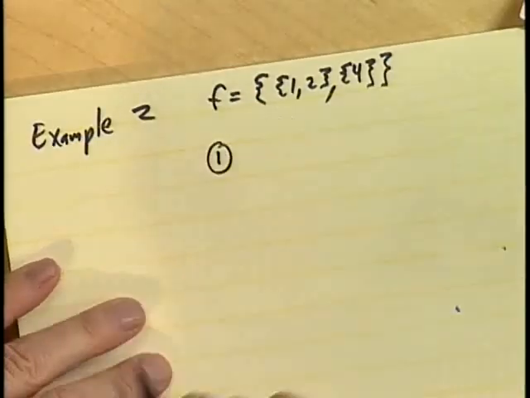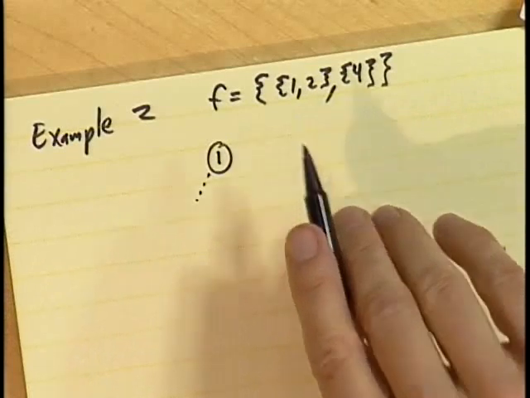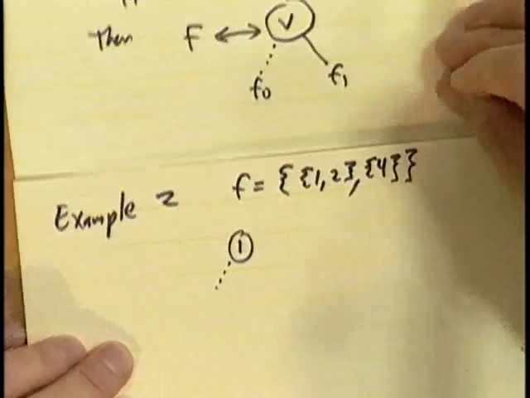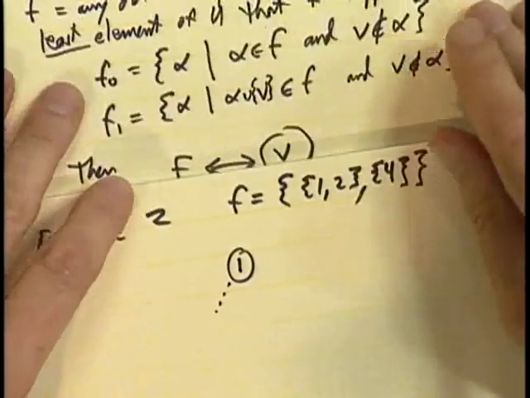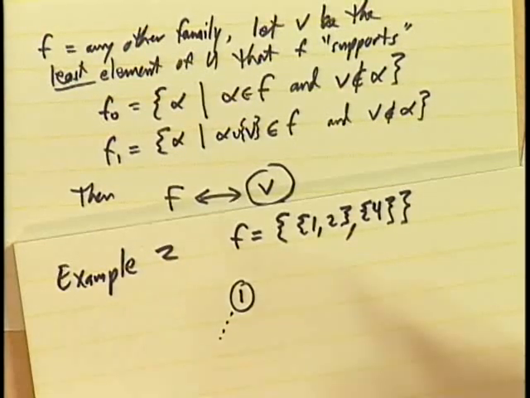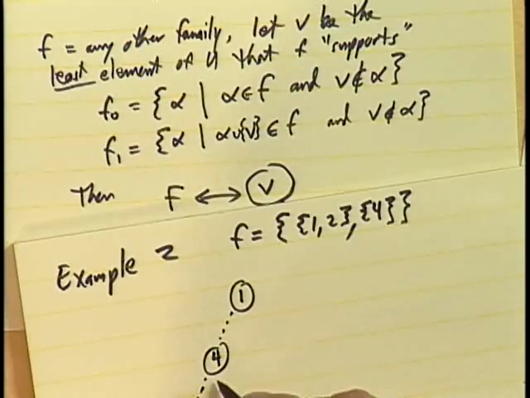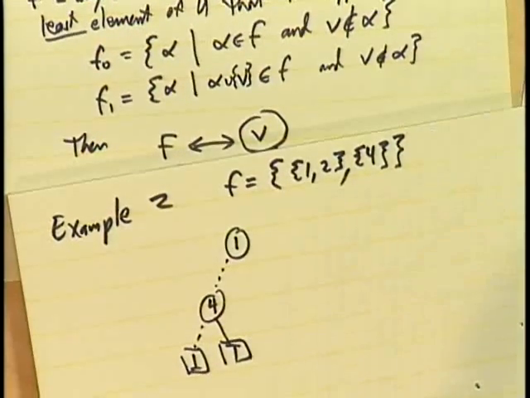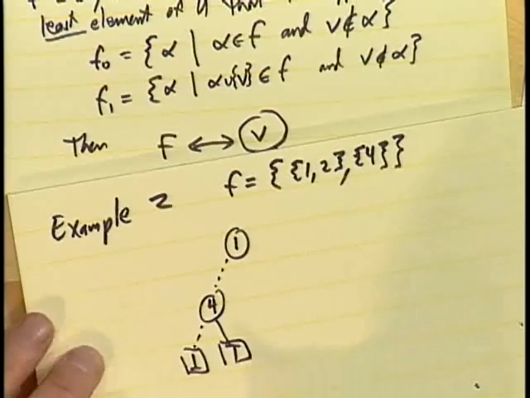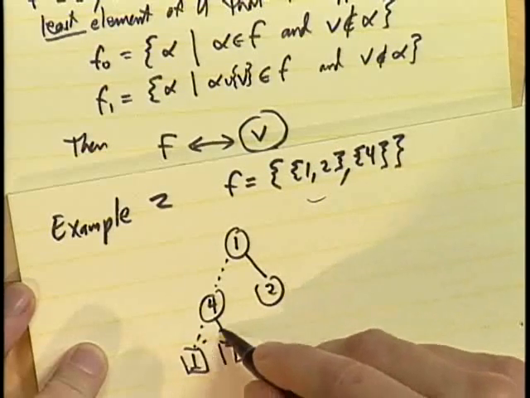Now, here's another simple example. Let's do this quickly. What's the smallest element supported here? 1, right? So now, if I don't have a 1, what's left? It's a family of one set, 4. And so that's easy. That goes like this. Now the other one, if it does have a 1, then we have to have a similar thing, but with 2 instead, right? So it just goes like that.